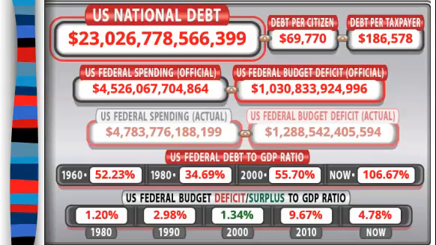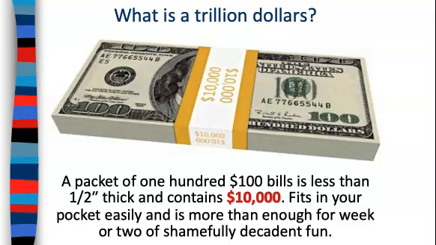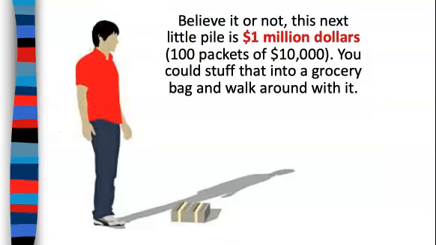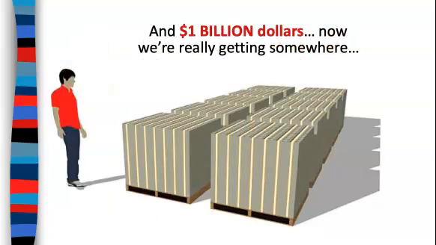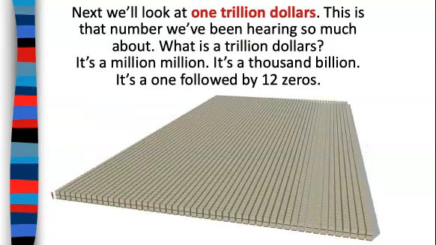Now, by the way, what does $1 trillion look like? Just to kind of picture things. One packet of $100 bills is 10,000 bucks. So you can have fun with that for a week, right? $1 million fits into a grocery bag. It's about that size. This is $100 million on a pallet. Put 10 pallets together, you've got yourself $1 billion. Here's what a trillion looks like. By the way, notice the guy down there? We have a $23 trillion debt, so you have to make that 23 times bigger.